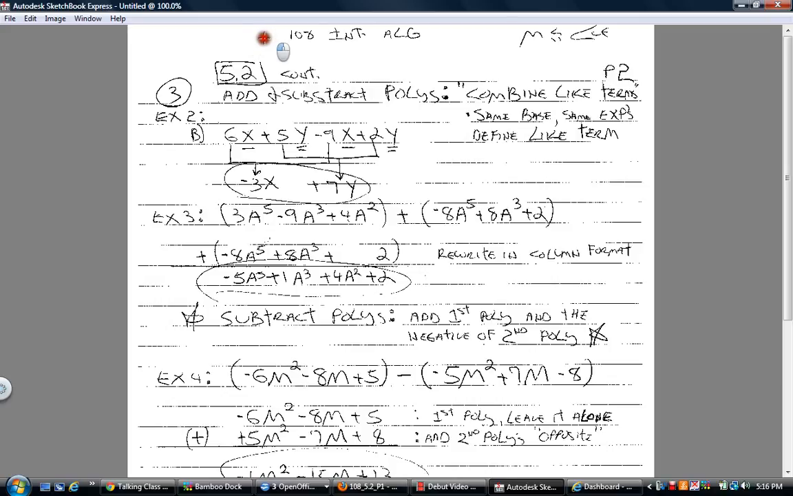Picking up section 5.2, page 2. This is a short section. What's kind of cool here, they're going to talk about objective 3. We need to add and subtract polynomials. Hey, good news, you've been there, done it. It's nothing more than combining like terms.